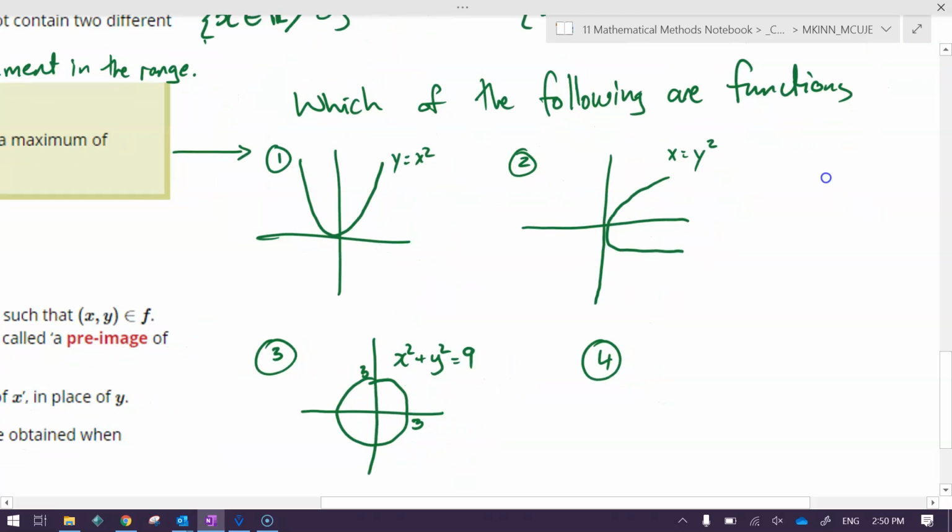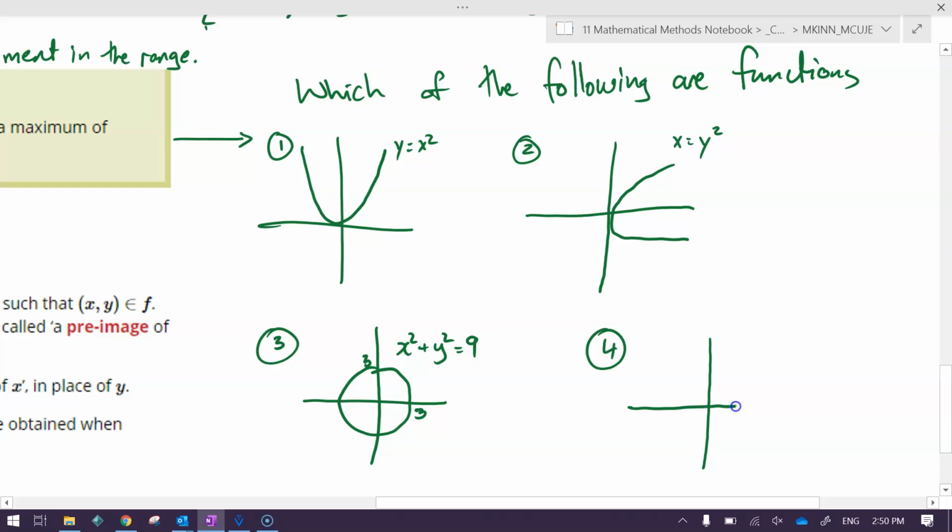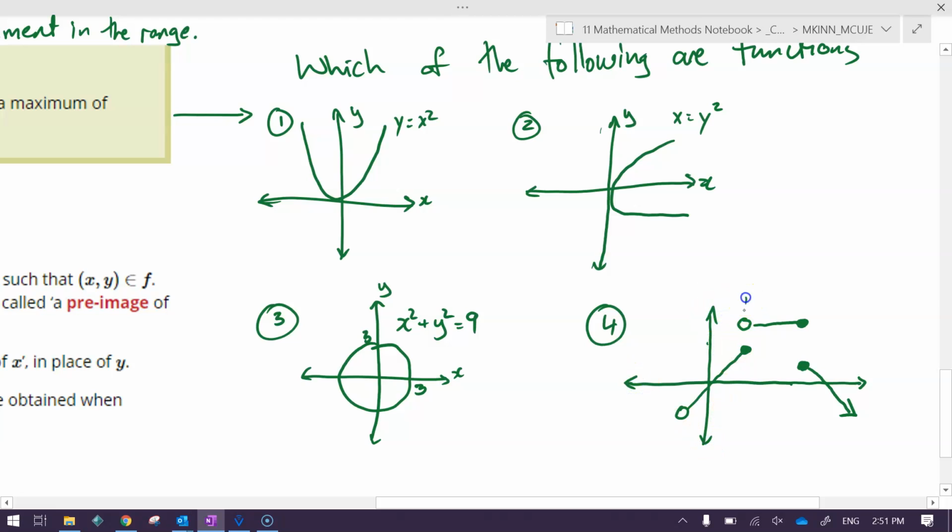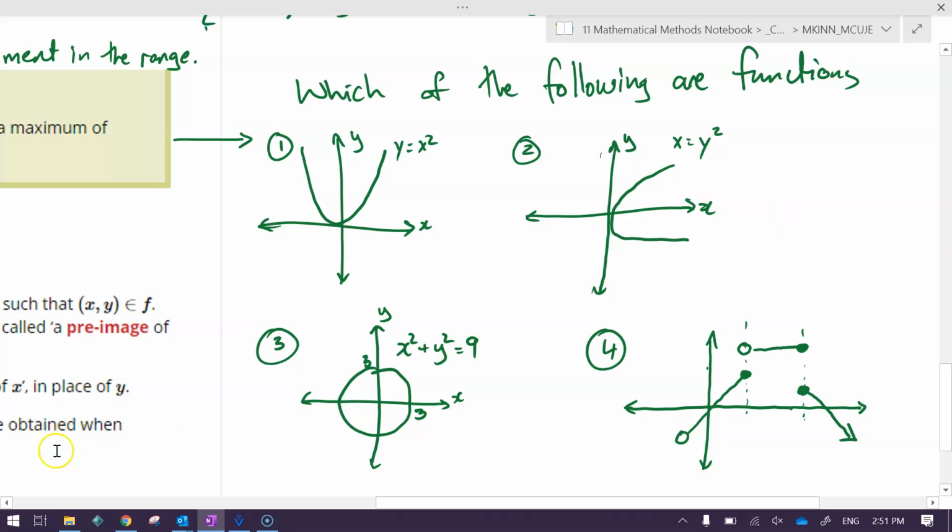All right, I'd like you to start now. Question 1, is it a relation or a function? I'll give you one more minute.